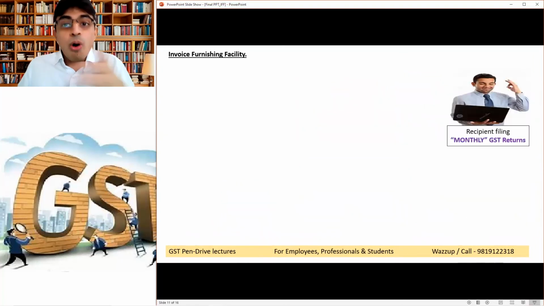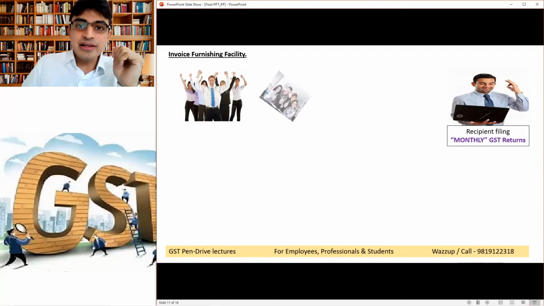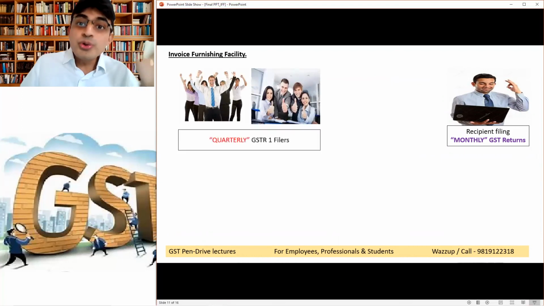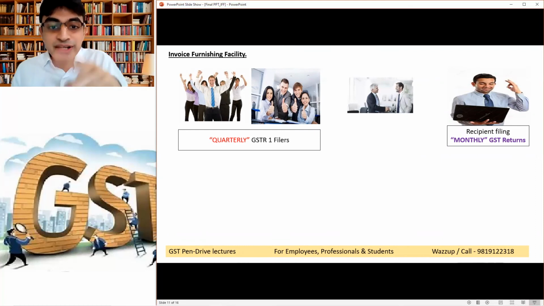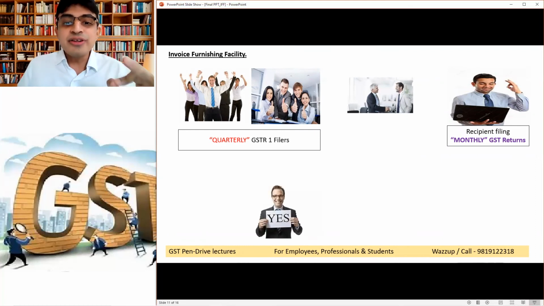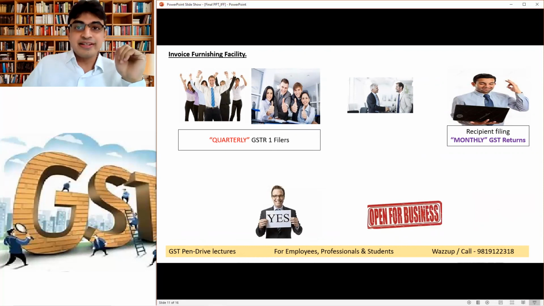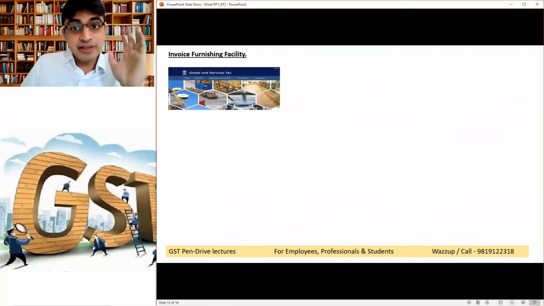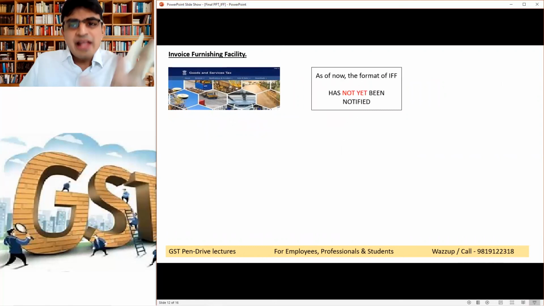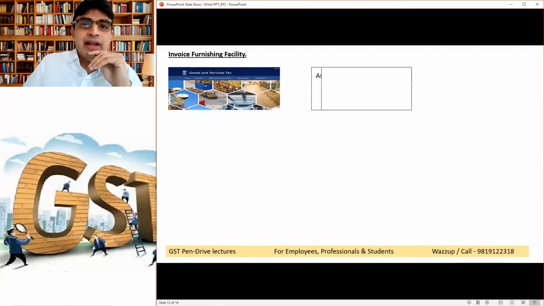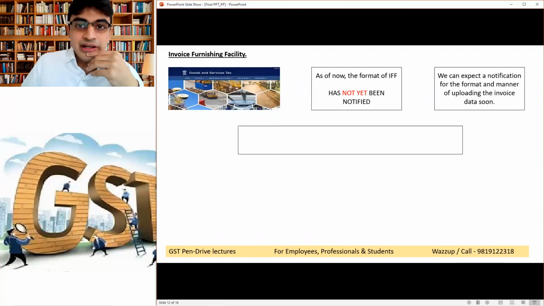It will be activated soon. So now all the monthly GSTR1 filers will not be reluctant to do business with quarterly GSTR1 filers because quarterly filers have the option of the invoice furnishing facility. Agreed? So this is an excellent update on the GST portal. Very soon it's going to come. As of now, the format has not been notified. We are expecting notification very soon.